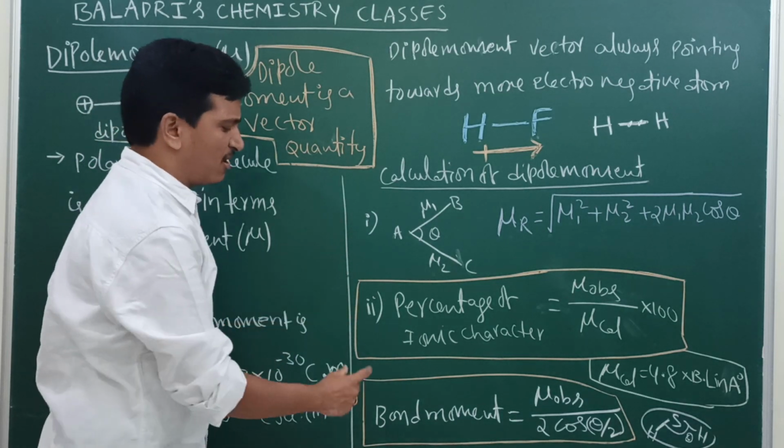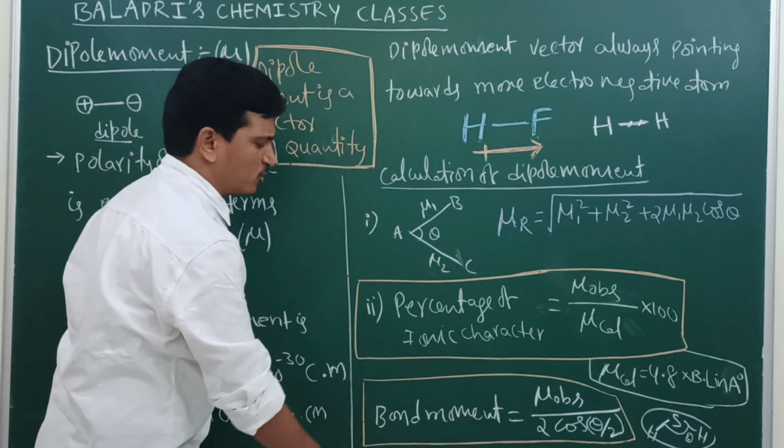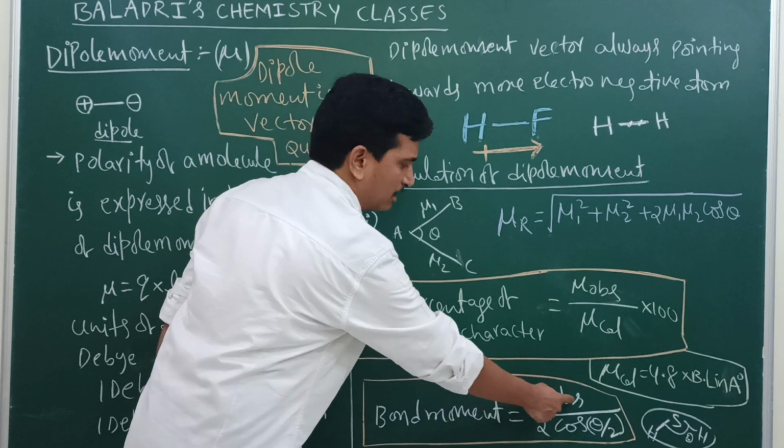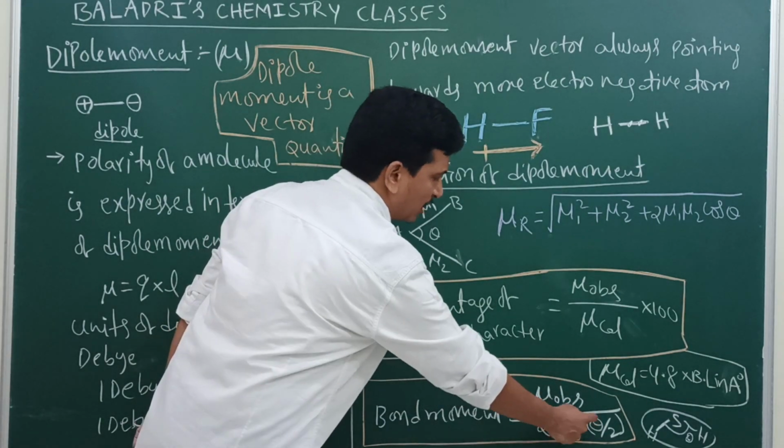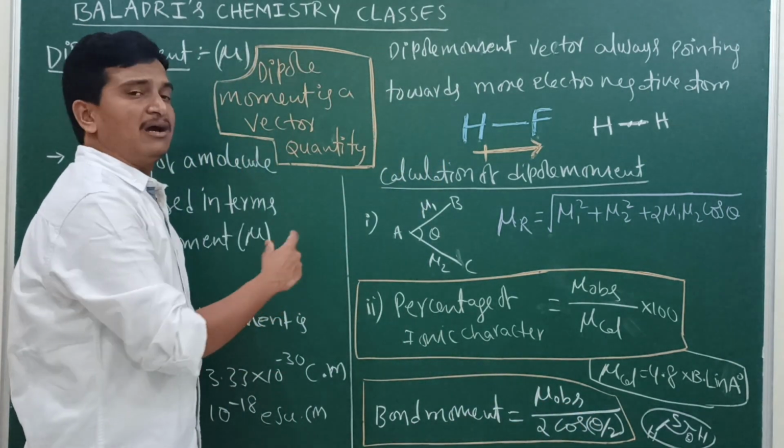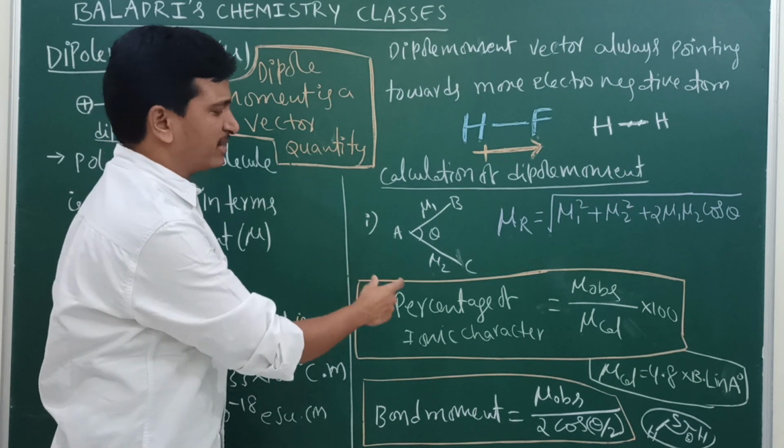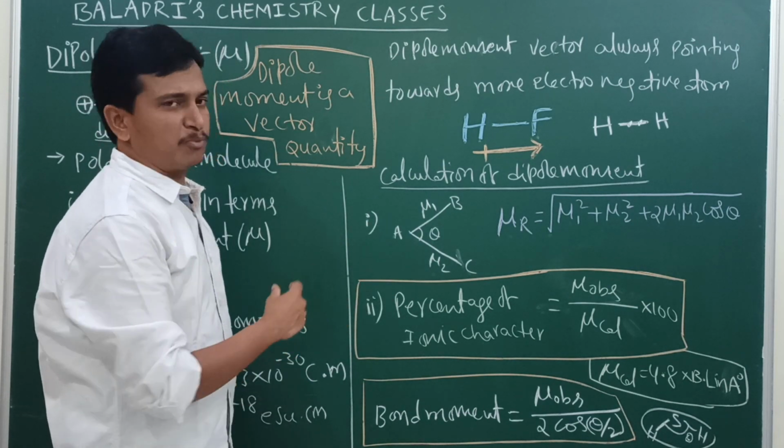When a particular bond is given, for that bond we can find the bond moment by using this formula, that is, observed dipole moment by 2 into cos theta by 2. Like this, we can find different applications of dipole moment.